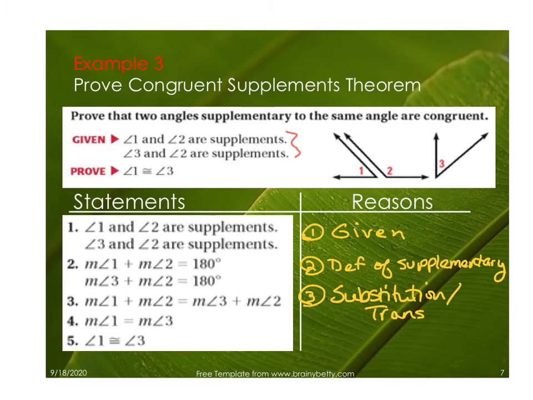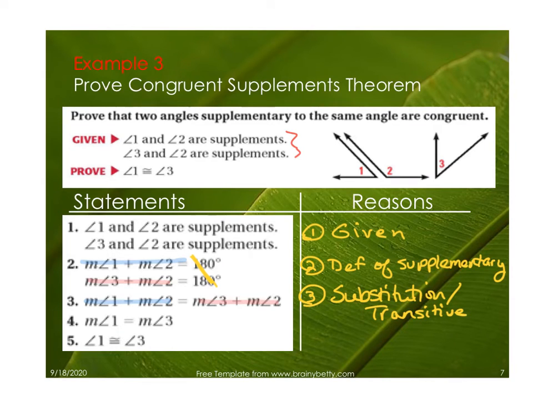Now, these aren't always interchangeable, so just be careful. Usually substitution works every time, but sometimes if they want something more specific, they would tell me transitive. So I can see that for transitive, those 180s cancel out. They're both equal to the same thing. So that's why I can put 1 plus 2 here, and then 3 plus 2 here, because they both equal 180, so they're equal.